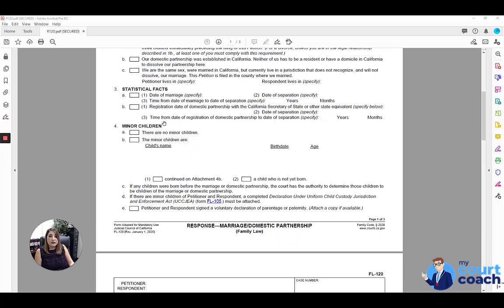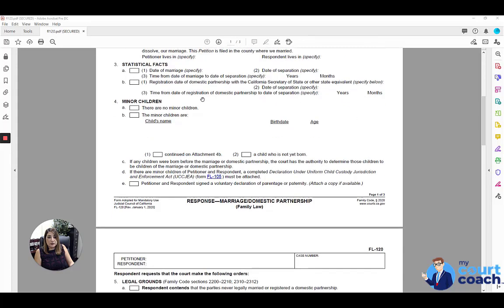In line 3, you need to list, if this is divorce or legal separation, your date of marriage and date of separation. Date of separation is going to be the date that an overt act took place in furtherance of separation that you think you could defend on the stand if need be. Tally up the number of years and months total that you were married and include that in line 3A3. 3B, if this is a domestic partnership, same thing, only the start date is not date of marriage. It is the date that the domestic partnership was registered with the California Secretary of State or other state equivalent. And again, you want to tally up the years and months for that domestic partnership.